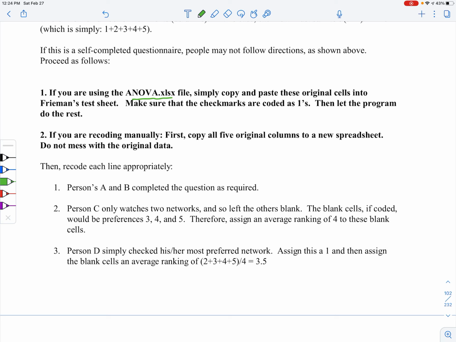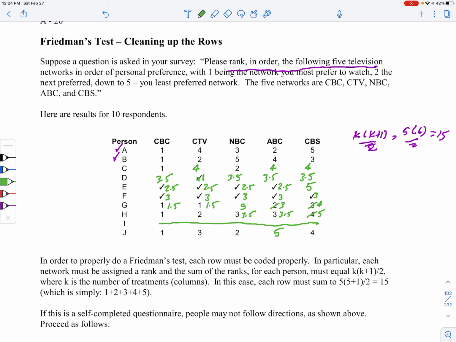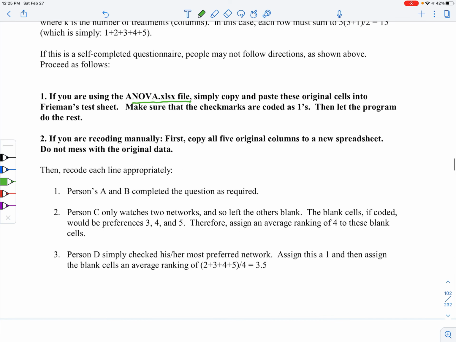By the way, if you're using the Anova file, then just simply put in the numbers as they are, just as they come, but change the checks to ones. So don't worry about what the average rankings are and stuff. I've actually built the thing so that it'll take that into account. So the ones such as, say, G, H, and J, where they mess up the numbers, but at least they're still numbers, just leave them the way they are. But the ones that have checks, change all the checks just to ones, and you'll be okay.